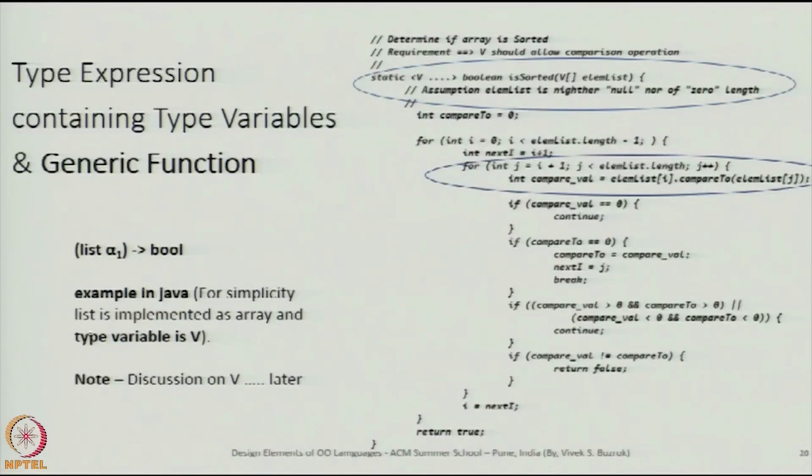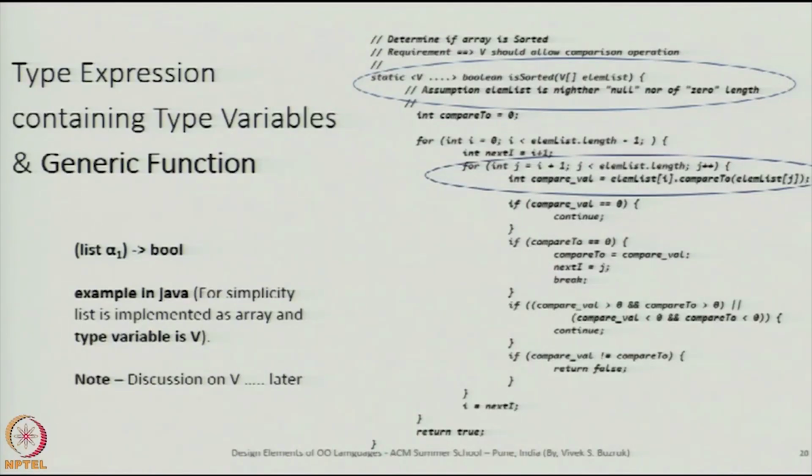Now for simplicity, list is implemented as an array and the type variable is v, but there is a constraint. Earlier we mentioned that one predicate is required, which will take the input as alpha 1 and then say whether the overall function should return a boolean or not. That predicate is required, and it is mentioned here, compareTo.